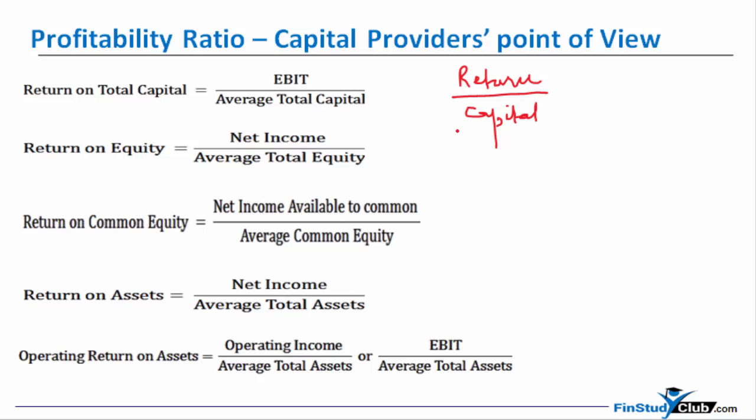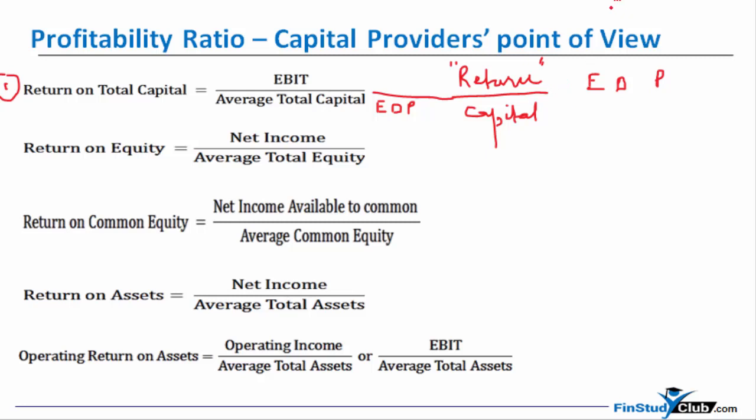Now let's talk from all. How many capital providers are there? There are equity, debt, and preference. So there are different levels of the ratios. One, we take all three put together. So whose capital are we taking in the denominator? Equity, debt, and preference, all three. So total capital employed. And the numerator that we are taking is the return that the business has been able to generate for all the three.